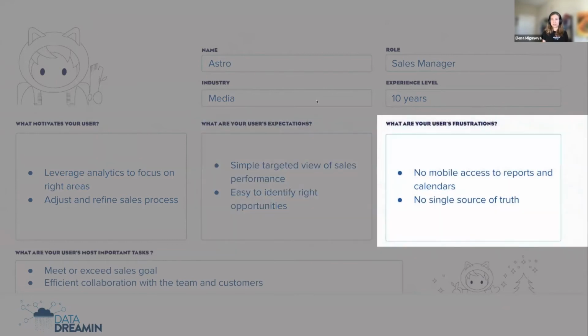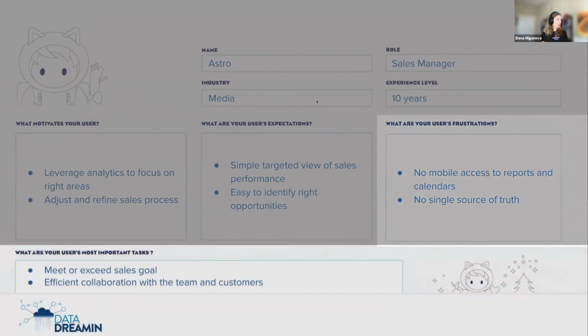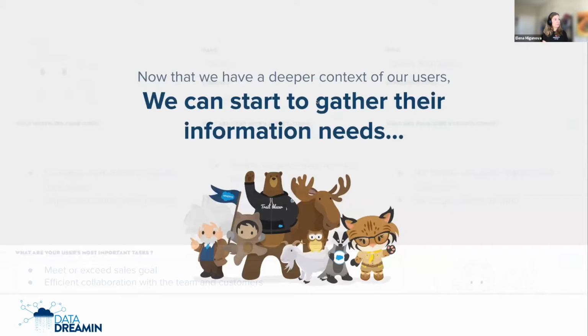What are their current frustrations? What doesn't work in the current setup, or what's missing? And most importantly, think about what are their most important tasks that they work on day to day. What are their business goals? What will make them successful at the end of a day or a quarter? So once you capture all that information, it's time to start to gather their information needs.